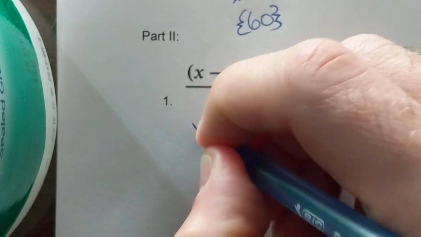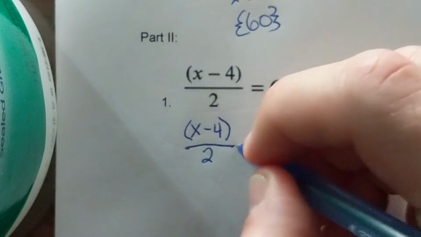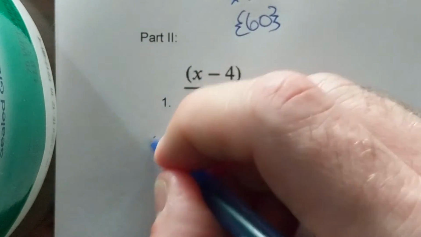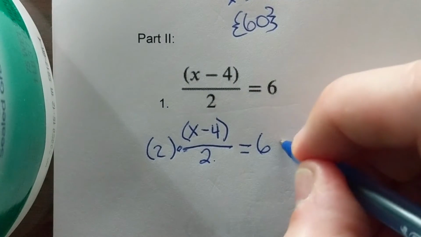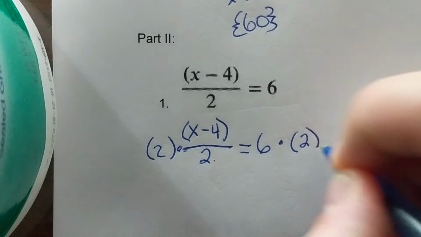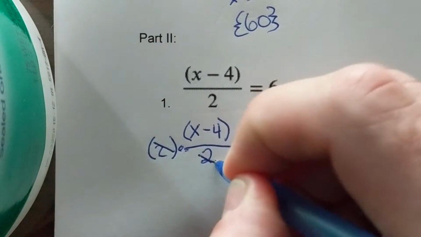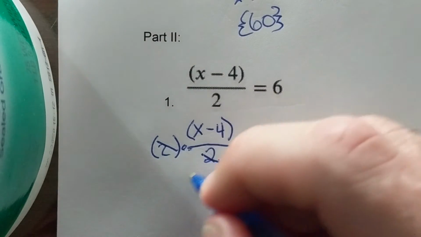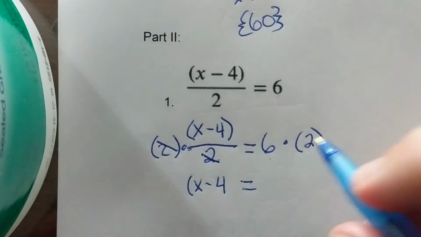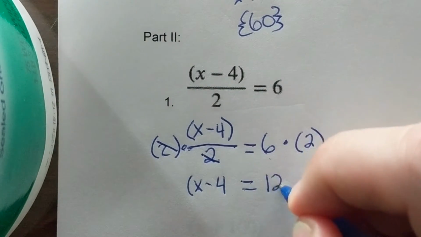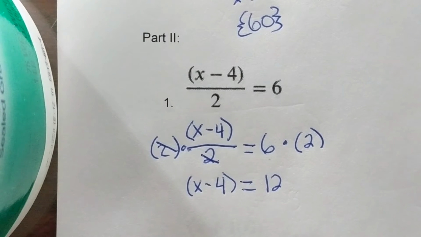So what we're going to do is get rid of the 2 first, like I just said. So we do that by doing the opposite of dividing by 2. So that would be to multiply by 2 on both sides. Again, I'm using a dot as the multiplication symbol. We do that because 2 times 2 divided by 2 is 1. So that will just leave us with x minus 4. And on our other side, we have 6 times 2, so that will give us 12. Now, we don't need the parentheses anymore because we got rid of that division.